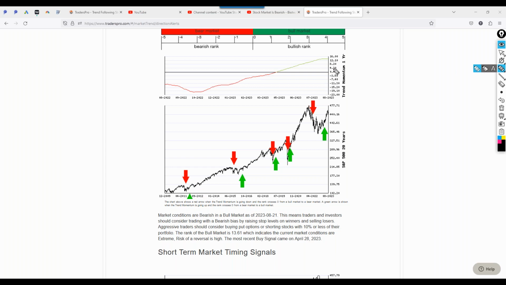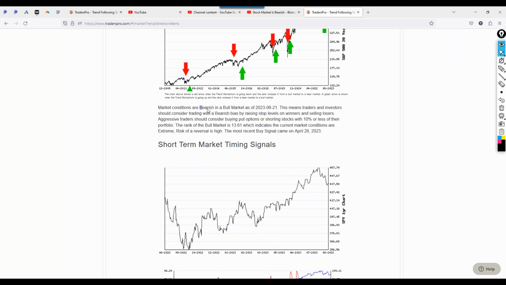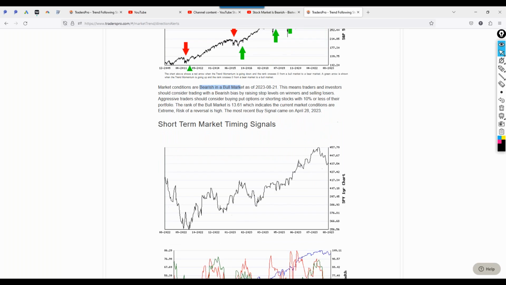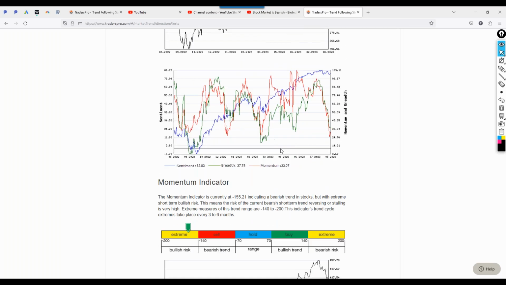And we're seeing this overall topping pattern, or at least this extreme level on this trend, and it's starting to flatten out a little bit here, and we'll look at this reversal. But we've got the bearish in a bull market, which is essentially focused on the bull market being this long-term trend, and then the bearish part of that looking for this retracement.